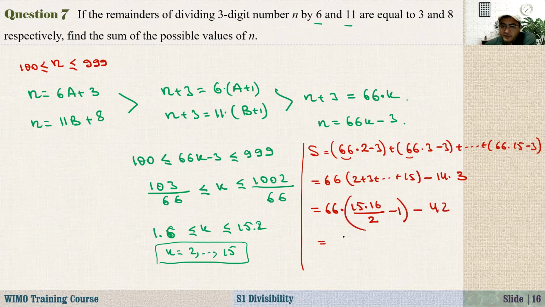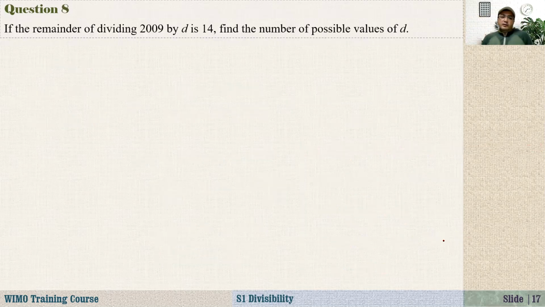So now if you simplify this, 16 over 2 is 8, 8 times 15 is 120, minus 1 is 119. So it is equal to 66 times 119, and we should subtract 42 from this result. The answer is 7,812. So the sum of these numbers is 7812. All right.